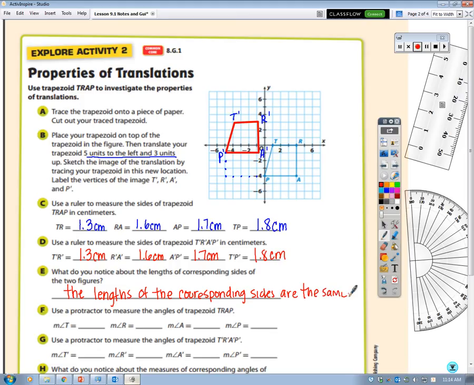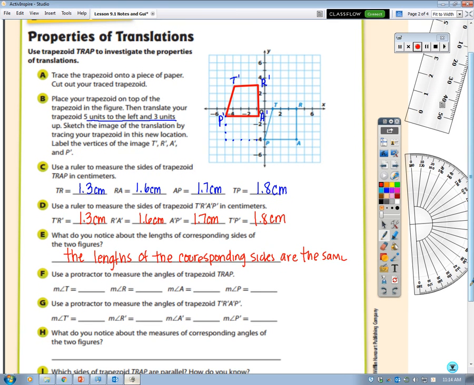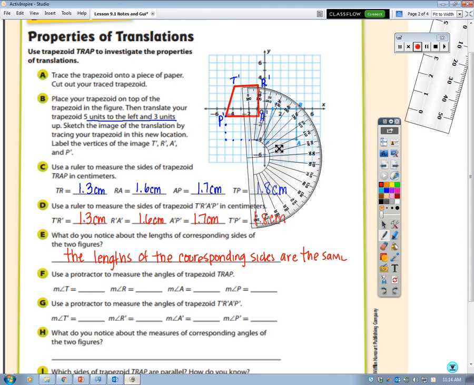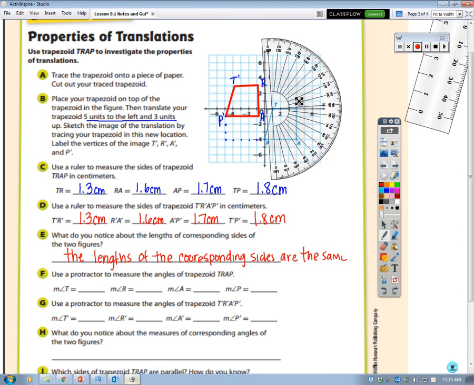Okay. So now we need to use a protractor to measure the angles. So I'm going to slide this down just a little bit. And we're going to measure the angles of our pre-image, so our initial image here. Drag my protractor over here. And this is why we need to do that practice protractor use. The first angle I am measuring is angle T, so this angle right here.